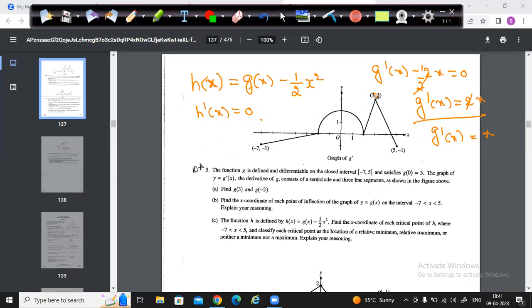So definitely here both are equal. One point is clear to me. So one point is 3. G dash x means my y here, right? This is my g dash graph. So I need to see where y is equal to x. One point is 3. So x is equal to 3 is one critical point. Now I need to see other critical points where y is equal to x.